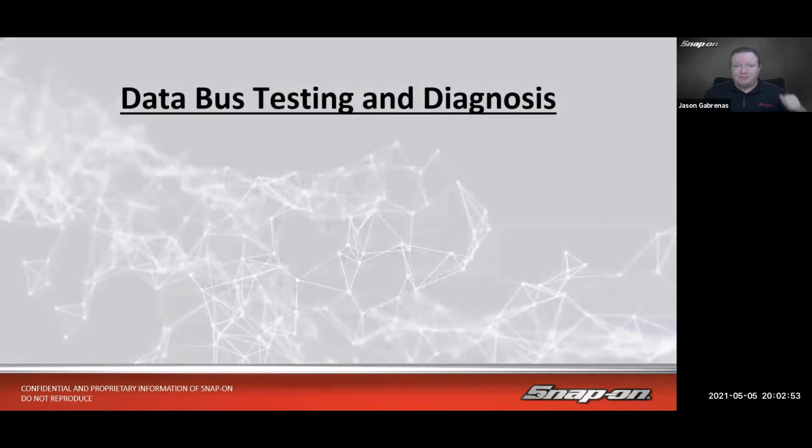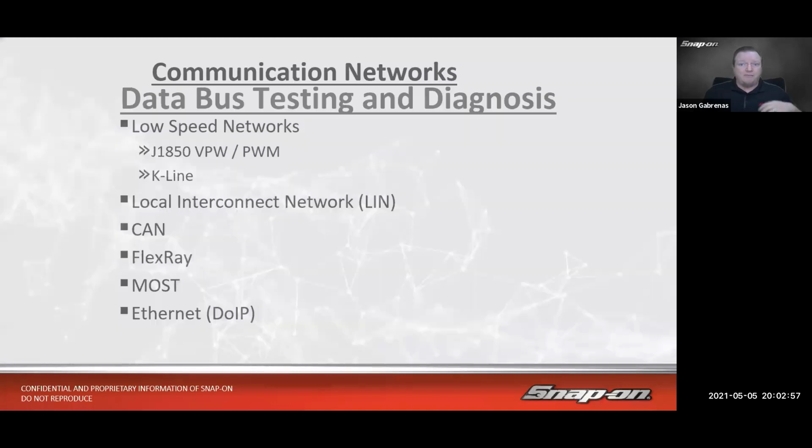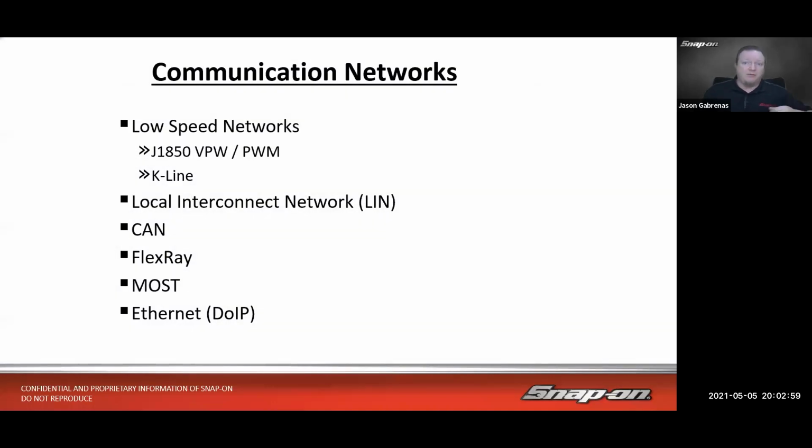So our topic at hand is data bus testing and diagnosis. Now, we do have multiple types of networks out there in the automotive world, right? All the way back from the 80s all the way through today. So we have the low speed networks, our J1850 variable pulse width and pulse width modulated. We also have the K-line, which is also used mainly in Asian vehicles. We have LIN bus, so local interconnect network.